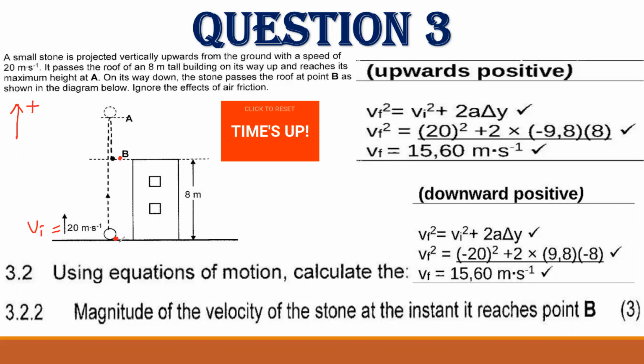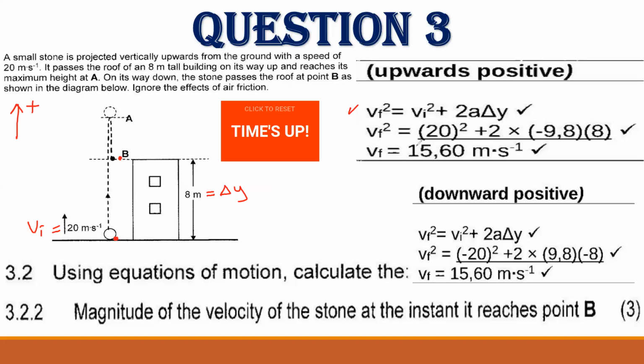So what else do I know? Delta Y I know, because from ground to B, delta Y is 8 meters. So let's say this is delta Y. And then I'm choosing my formula, V square equals, because there's no time from ground to B. I don't know about time. You can use other options and get time, it's a long way, but the easy way is this one: V final square equals V initial square plus 2A delta Y.